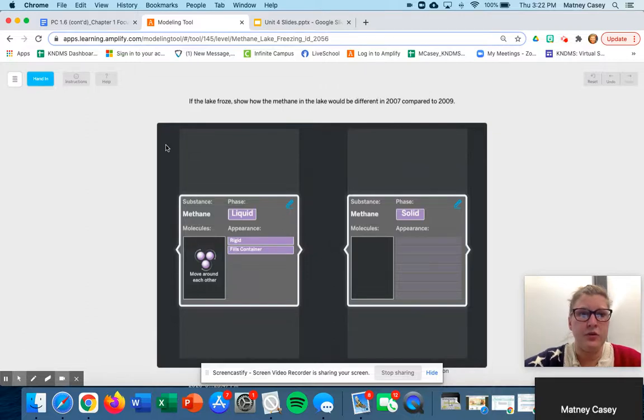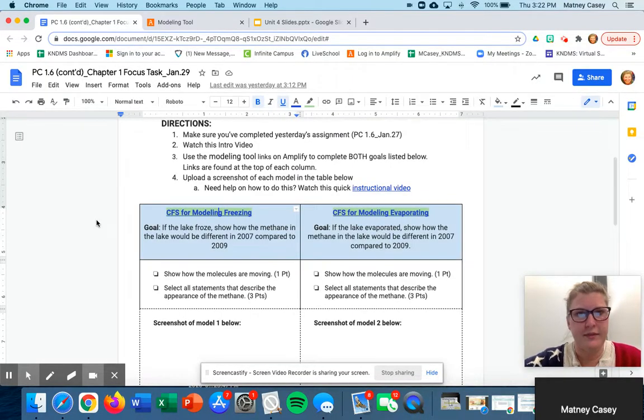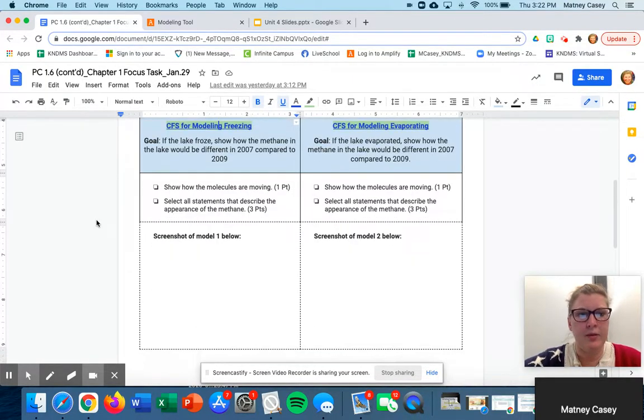Then you're going to screenshot your end result for this one. You can press hand in, it doesn't really matter. I'm going to be grading off of this Google Doc, so it's important that you screenshot your model one below here. And then you're doing the same exact thing by clicking on this link over here for your next goal, which is showing what would happen if it evaporated.